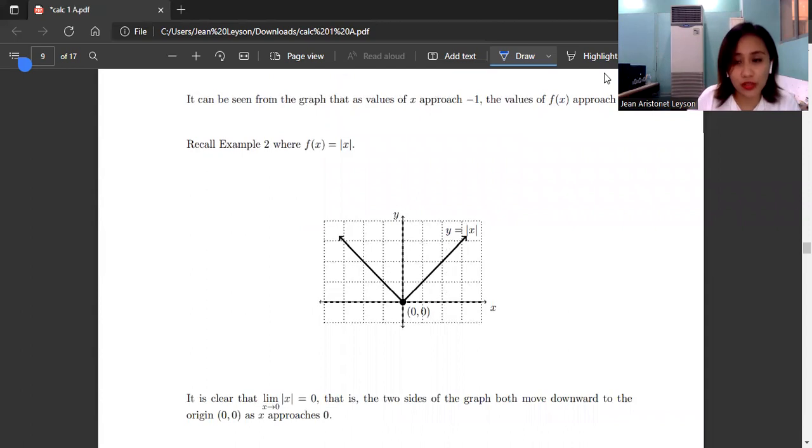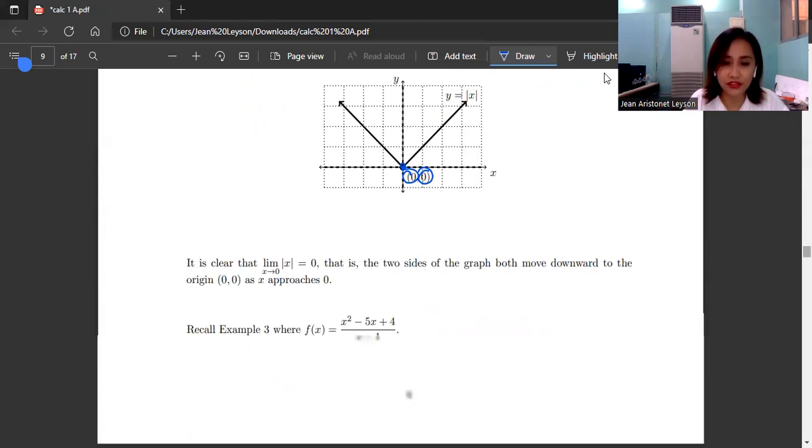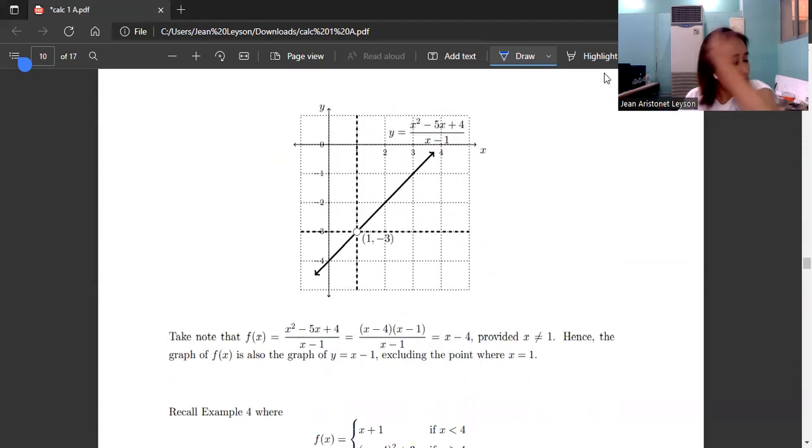For example number 2, this is the absolute value function. As x approaches 0, the limit is also 0. So again, it's very evident in graphs. Now here, this is another example we had earlier. As the function approaches 1, our limit here is -3.